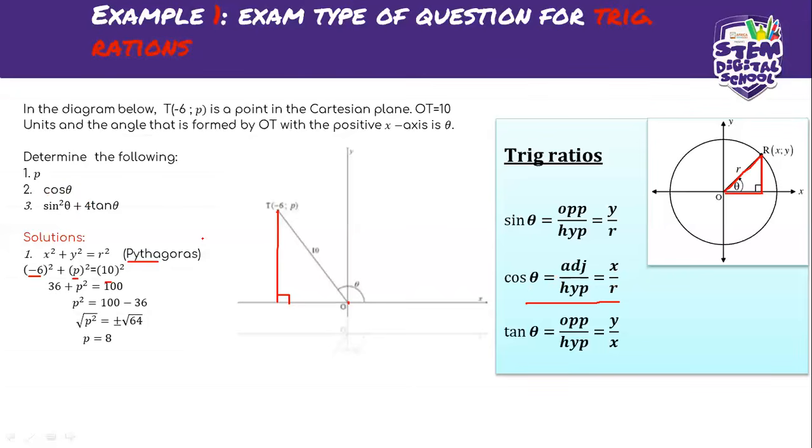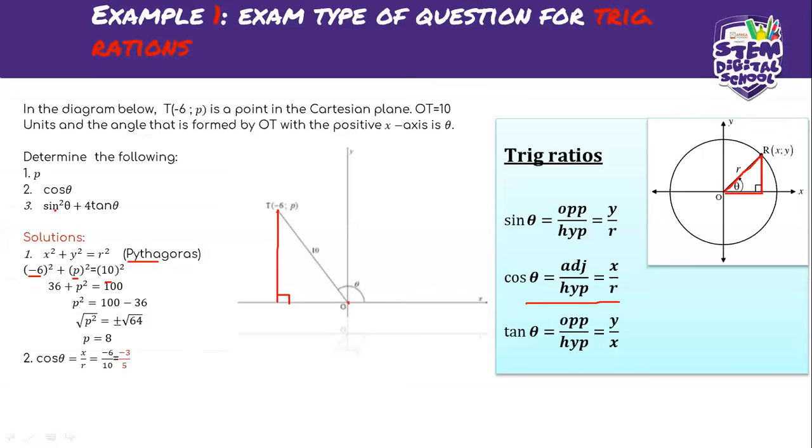Since we have determined all the sides, it's going to be easy for us to calculate cos theta. Cos theta equals x over r. From the diagram, x is -6, divided by r, which is equal to 10. Then you just press the calculator, and our final answer is -3/5. That is that. Now let's go to number 3.